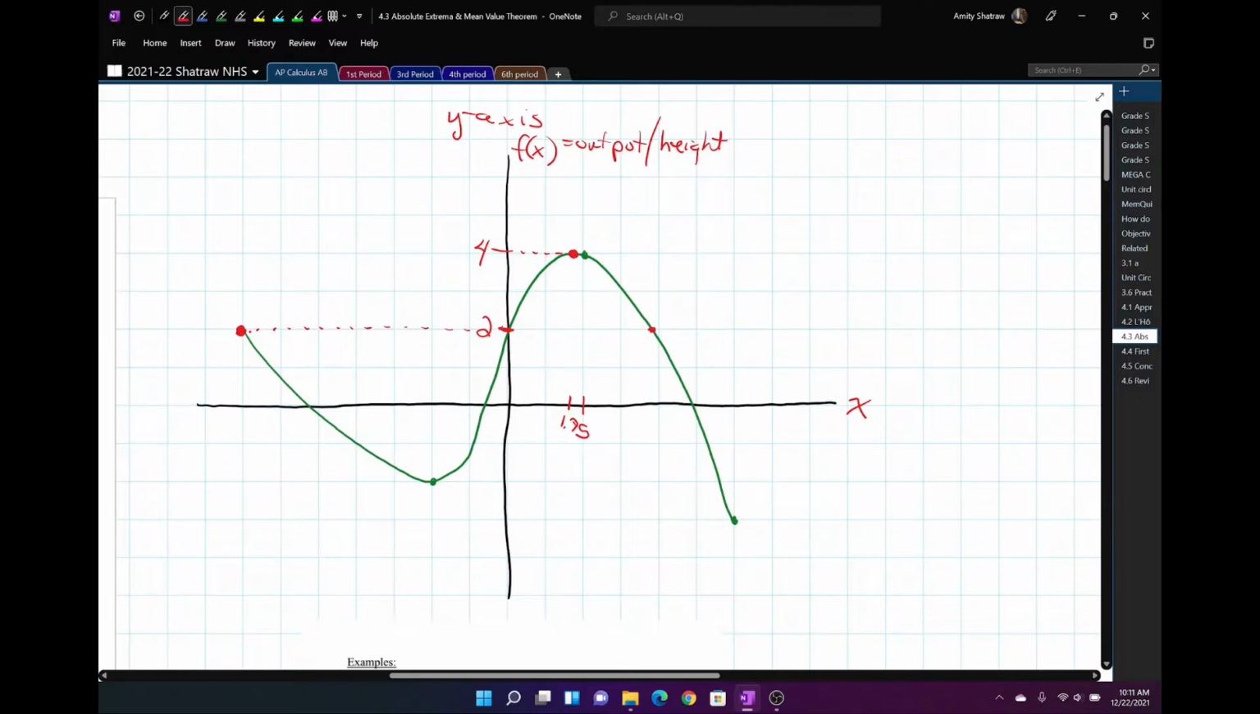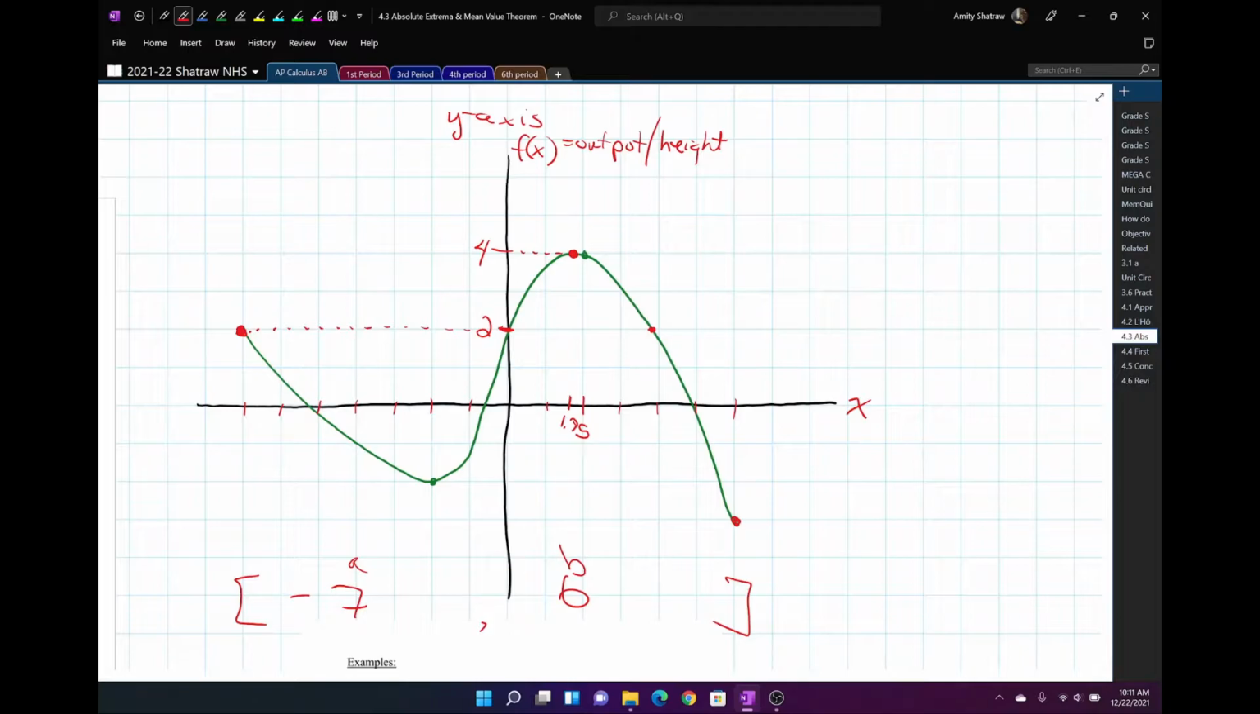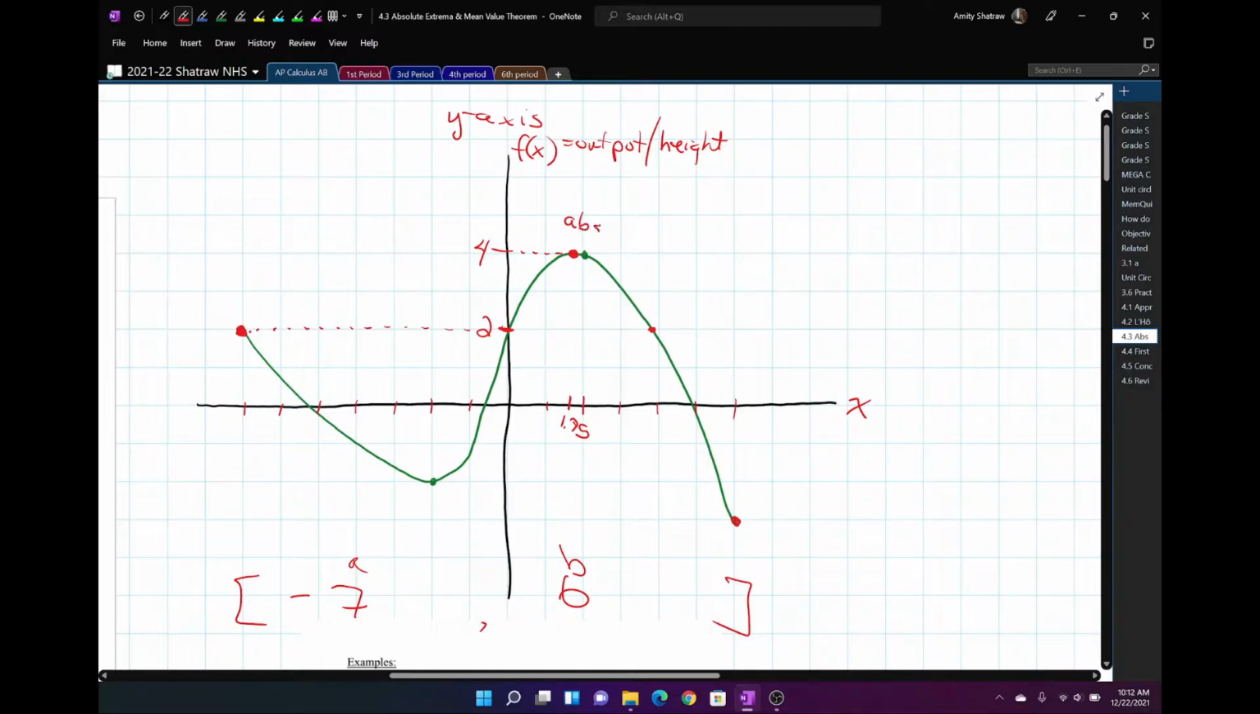Looking at this graph, there's an endpoint here, there's an endpoint here. So I have some sort of interval here. What would my interval be? Well, that's -1, -2, -3, -4, -7. And then over here, 1, 2, 3, 4, 5, and 6. So that would be the interval that I'm on. When we're working on something like a piecewise graph or not the whole graph, we might say we're on the interval from A to B. In my case, A would be -7 and B would be 6. So this was my absolute max, but this is going to be a relative max.